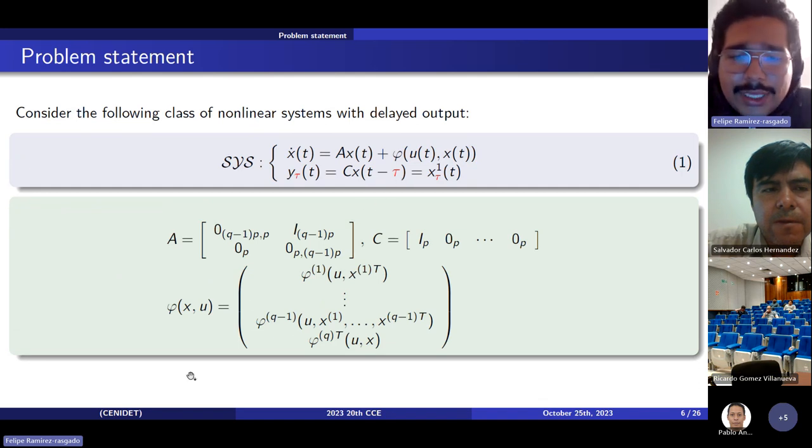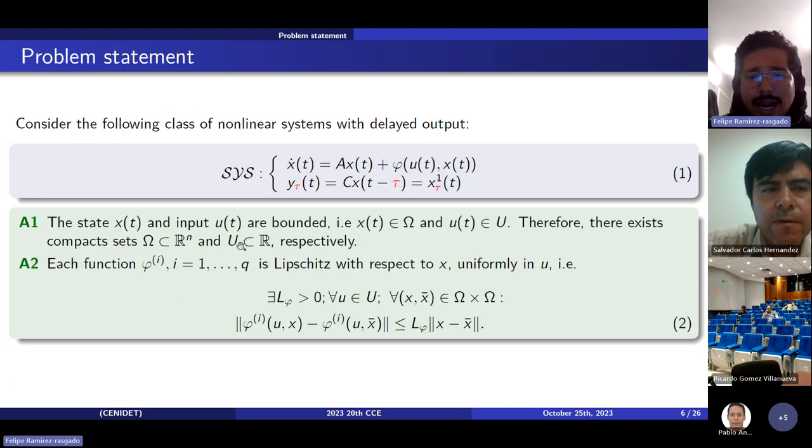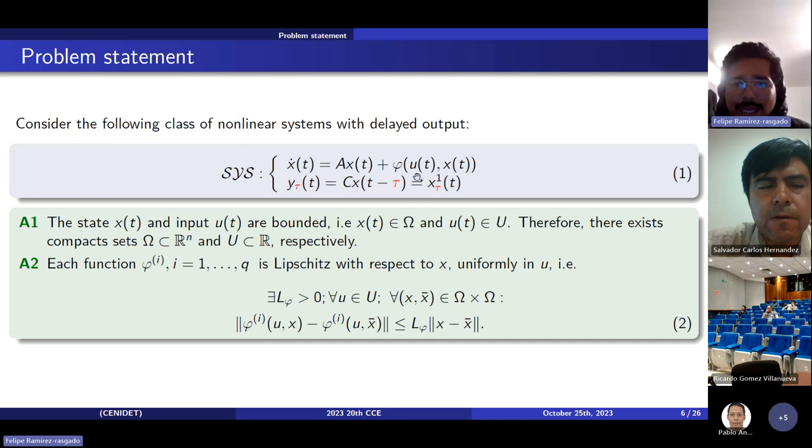So for this kind of system, we consider that the nonlinear functions are Lipschitz. This is shown in assumption two. We cannot consider nonlinearities that are discontinuous. I didn't test the observer with those, but I think it would not work without the Lipschitz property. So the nonlinearities must be Lipschitz.